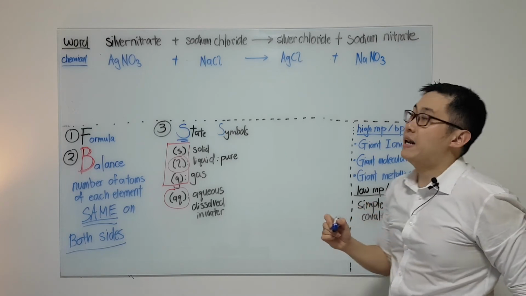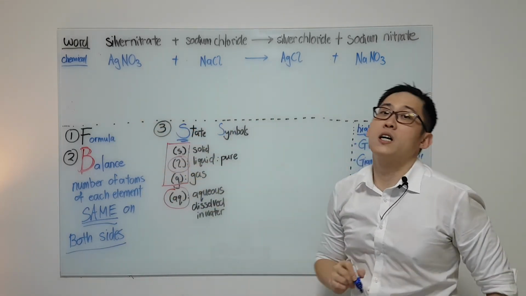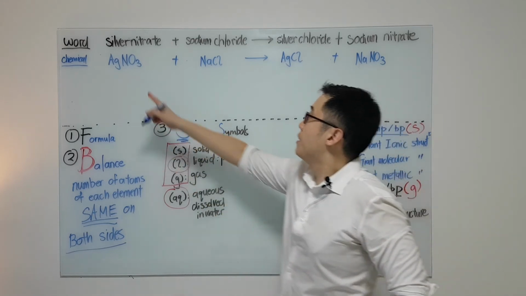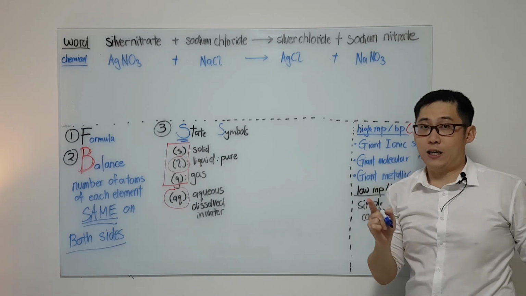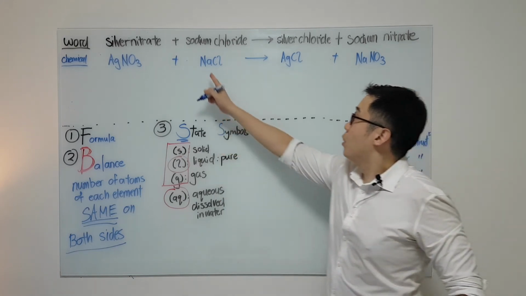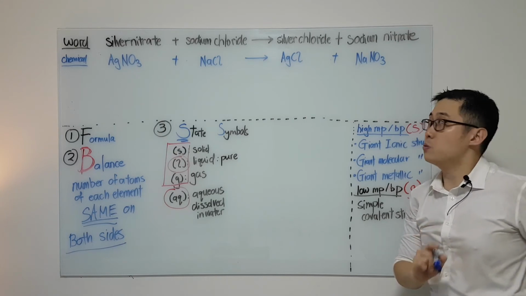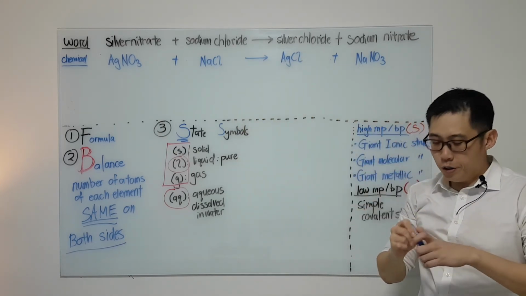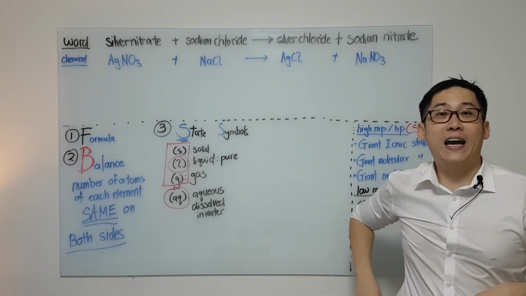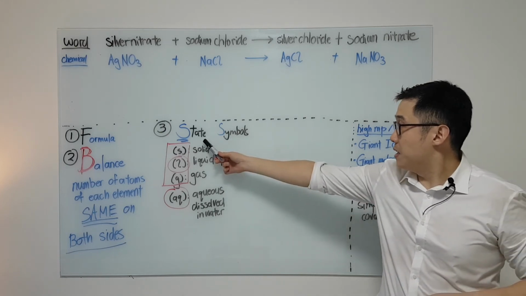Now, we want to check whether it's balanced. One silver here, one silver here. Silver is balanced. One nitrate here, one nitrate here. Nitrate is balanced as well. One sodium here, one sodium here. Sodium is balanced as well. One chlorine here and one chlorine here. Very good. We have all the atoms balanced. Let us now consider the state symbols.